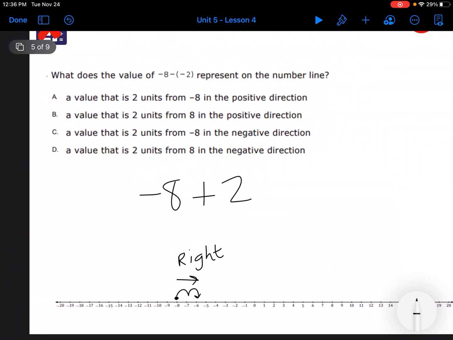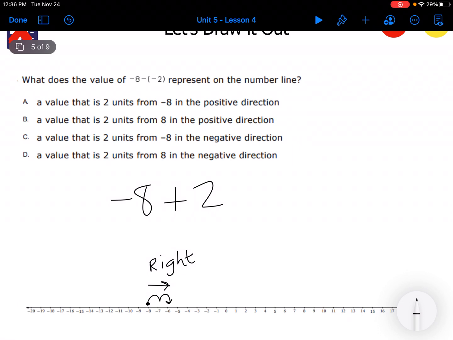So let's check to see. The value is 2 units away from -8 in the positive direction. I think that's right. It's 2 units away from +8. Nope. It's 2 units away from 8 in the negative direction. Nope, because those are both +8s and we started with a -8. So my answer should be A.